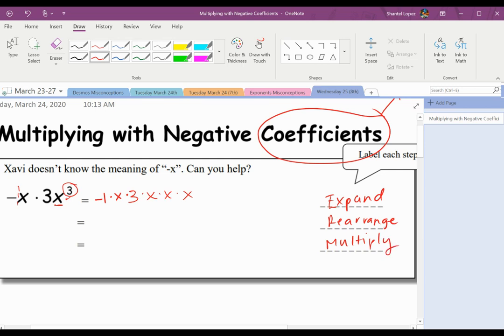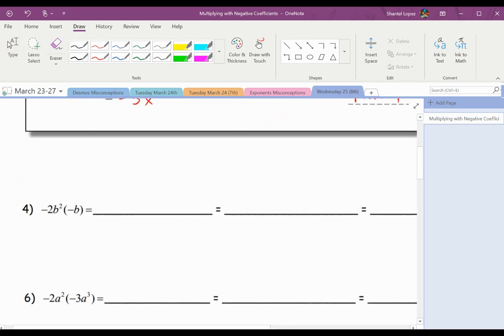So let's go ahead and rearrange. Numbers in the front, and then our variables. So negative 1 times 3 is negative 3. We have 1, 2, 3, 4 x's, so x to the power of 4. Okay, so go ahead and pause and see if you can do number 4 on your own.